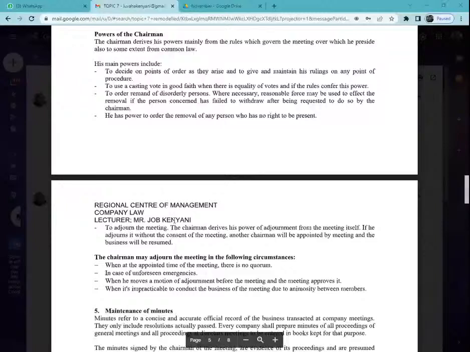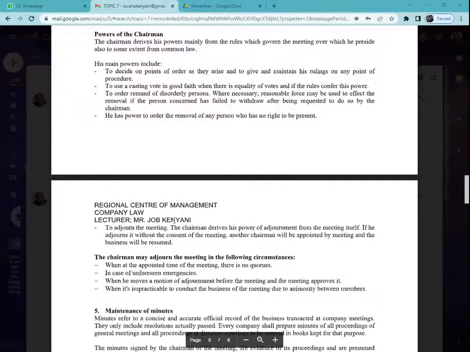This power to adjourn the meeting is derived from the members attending that particular meeting. What you mean by being derived from the members is that the adjournment must be approved or agreed upon by the members attending such a meeting. So the chairman may adjourn the meeting in the following circumstances. Under what circumstances can the chairman adjourn the meeting?